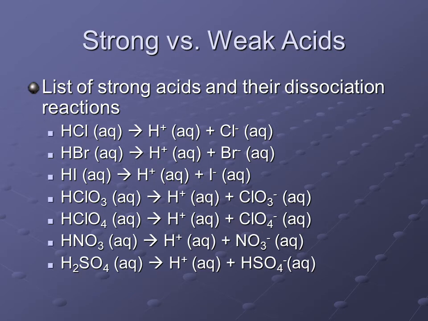Now, pay attention. In sulfuric acid, only the first hydrogen ion dissociates completely. There are 2 hydrogen ions in sulfuric acid, only the first one dissociates completely. So what you end up with in a sulfuric acid solution is not hydrogen ions and sulfate ions. You end up with hydrogen ions and bisulfate ions, not sulfate ions. This is a very common mistake.